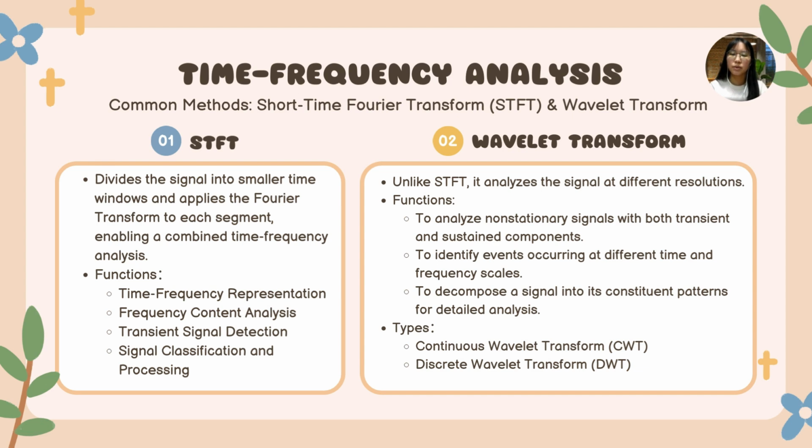It has two types of transform. First one is continuous wavelet transform, and second is discrete wavelet transform. The CWT provides a detailed analysis at every scale but is computationally expensive, while DWT is an efficient method using specific discrete scales and positions.